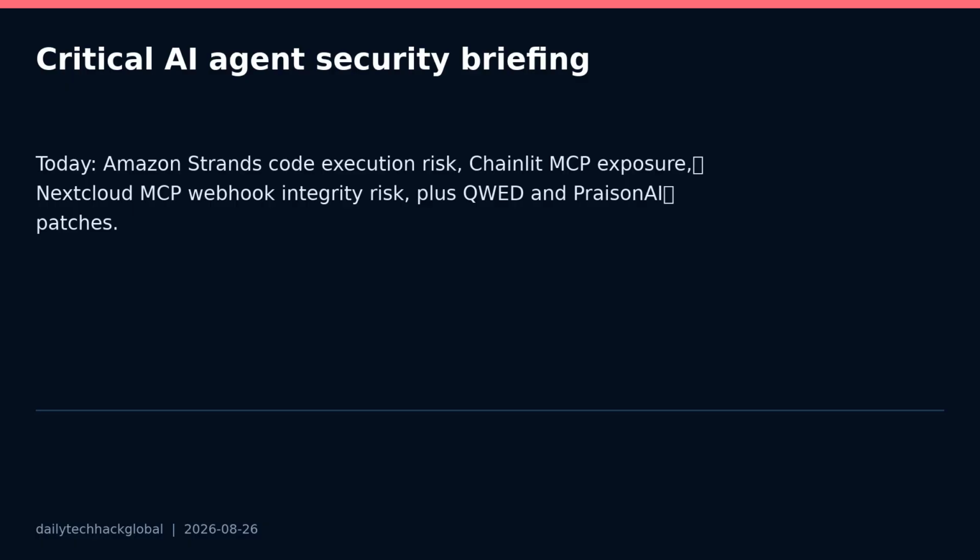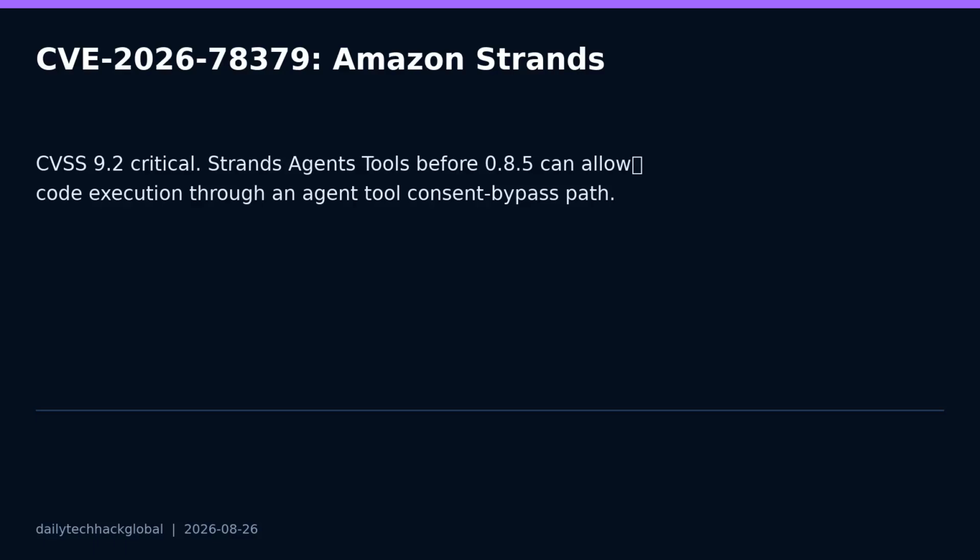First, CVE-2026-78379 in Amazon Strands Agents Tools before version 0.8.5. NVD lists CVSS 4.0 score 9.2 critical, and the AWS Security Bulletin says the issue is fixed by upgrading to 0.8.5 or later. The practical risk is that prompt input can bypass a human consent gate in the Python REPL tool path and result in arbitrary Python code execution on the agent host.